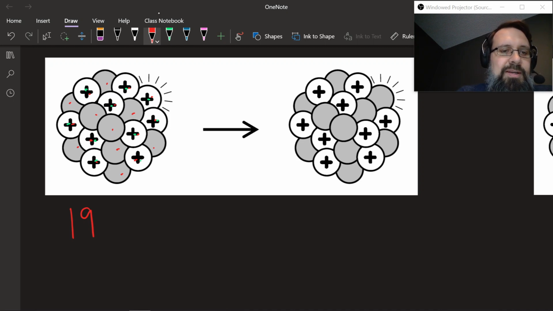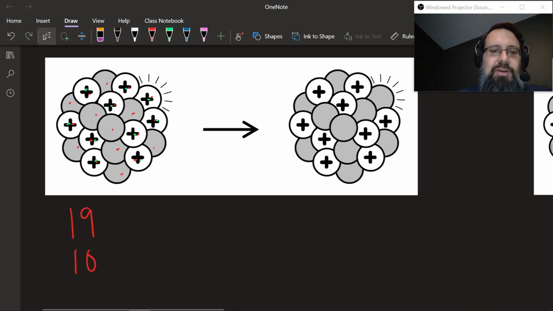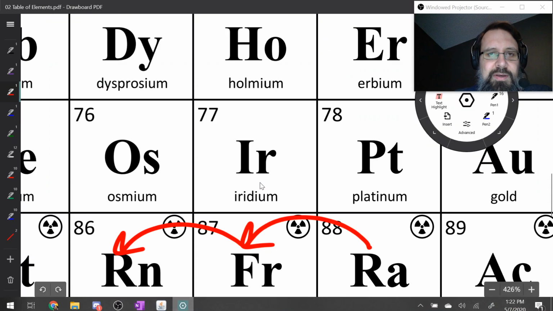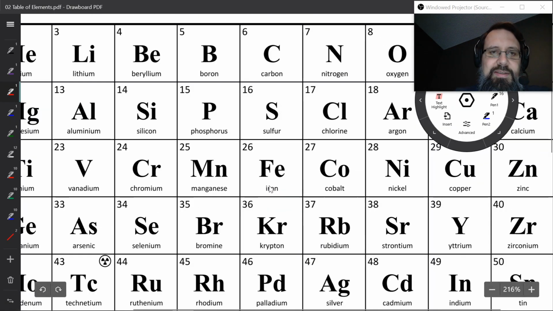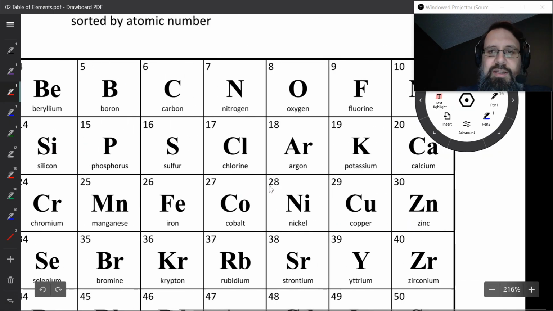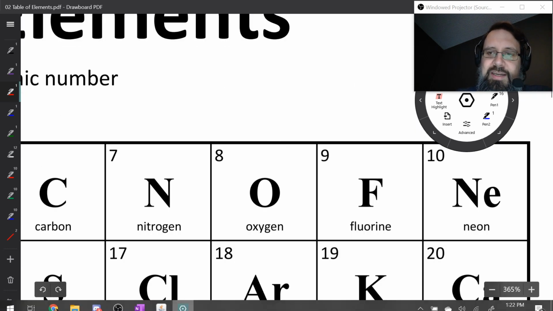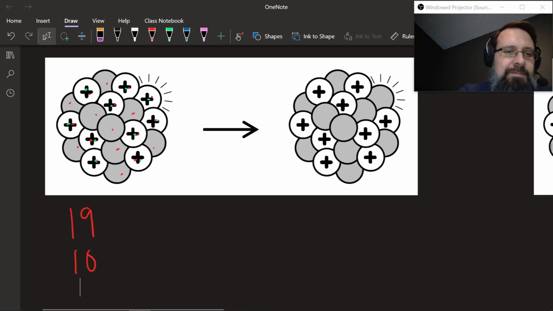So there's 10 protons. Now we just have to look up what element this is. 10 protons is over here, it's neon. So this is neon-19.